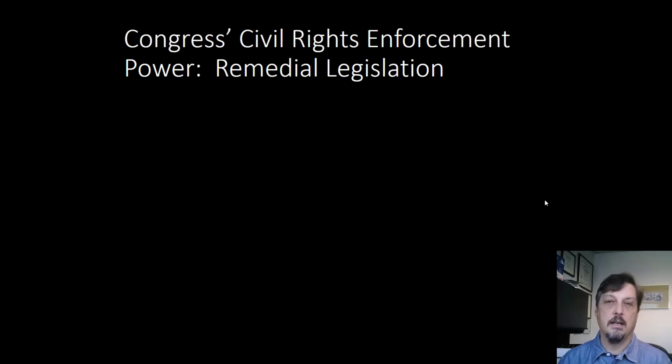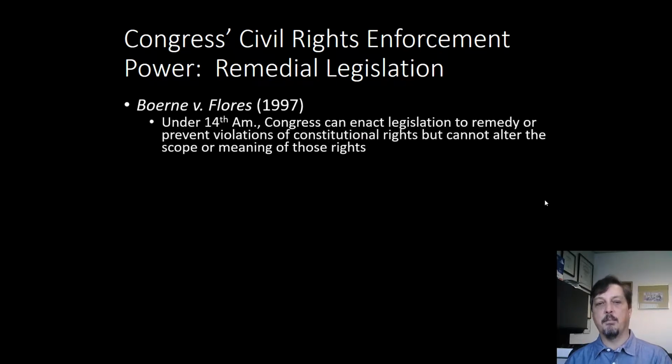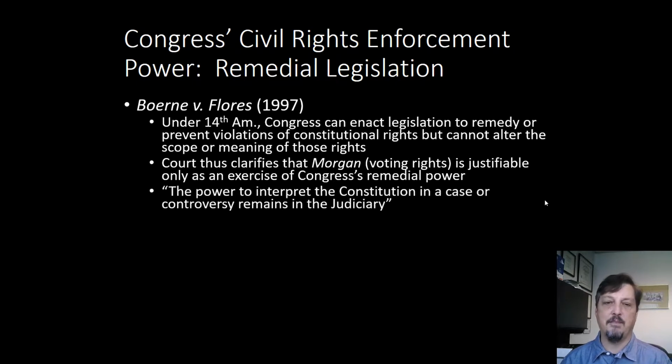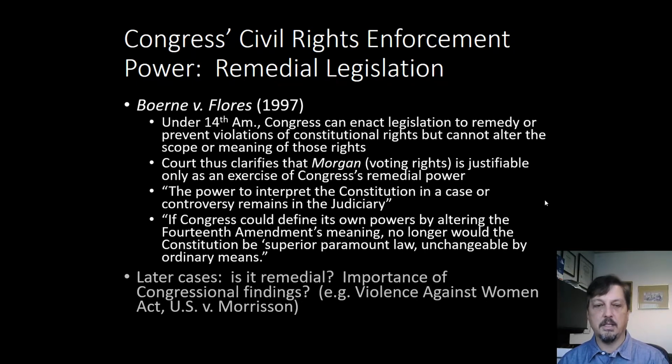We then saw how this concept developed in the court in looking at Boerne v. Flores. And Boerne v. Flores made particularly clear that what Congress can do in its enforcement power under the 14th Amendment in the civil rights context is only remedial, that Congress does not have the authority to interpret the Constitution and to enact legislation that says this is what the Constitution means, this is what the 14th Amendment means. Congress only has the power to enact legislation that enforces what the court has said the Constitution means.